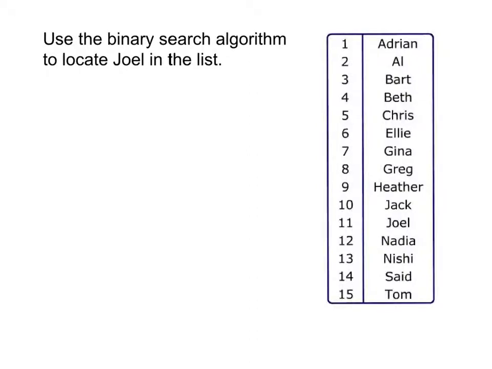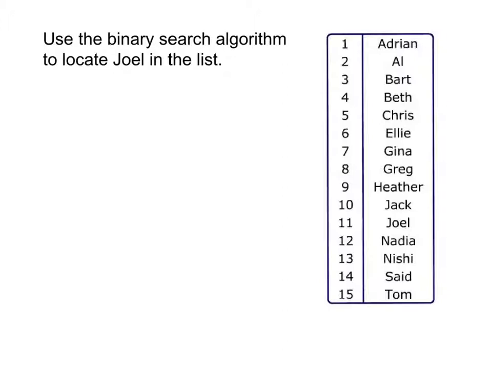A binary search algorithm is used to locate an item in a list or to show that the item doesn't exist in that list. Now, to use binary search, we need our list to be in order, so it will either be in alphabetical order if it contains words or letters, or it will be in numerical order.